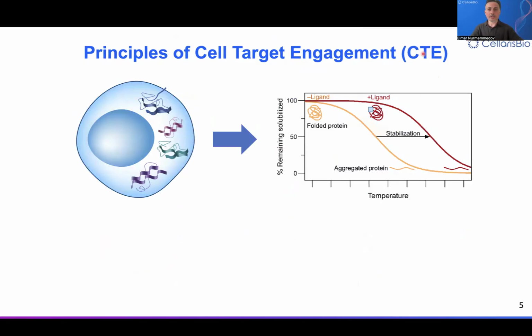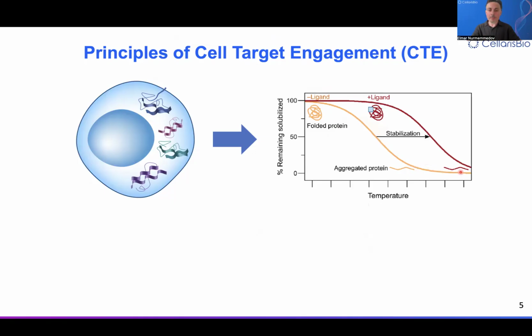Now, the principles of cell target engagement were established a decade ago. Imagine a cell carries thousands of proteins, and now if you expose the cell or cellular material to a temperature gradient, your perfectly structured and soluble target protein will undergo denaturation and aggregation events in a temperature-dependent manner. Somewhere in the middle of that transition, you have TAG50, where your target exists in 50% soluble, 50% aggregated states.